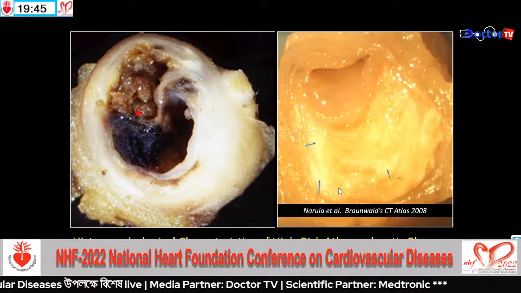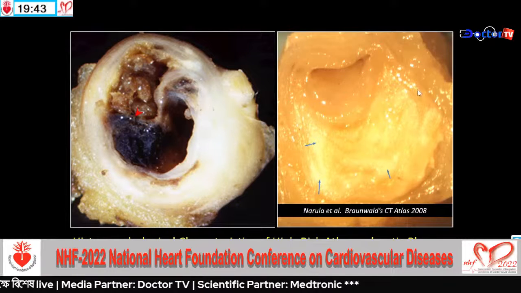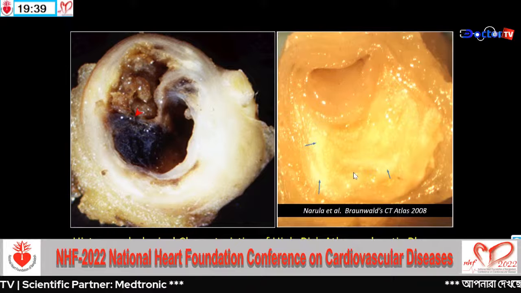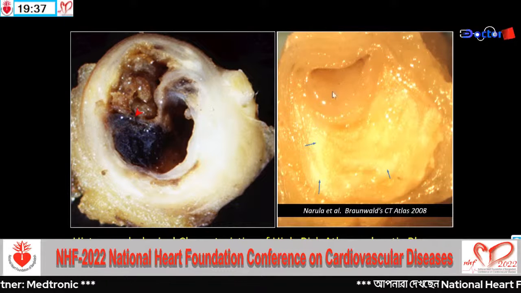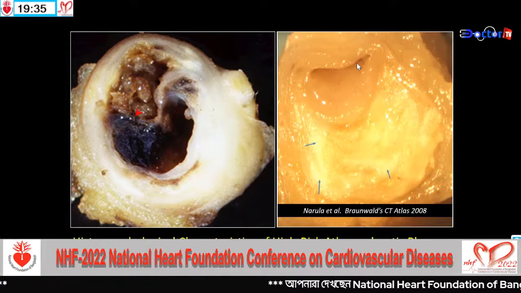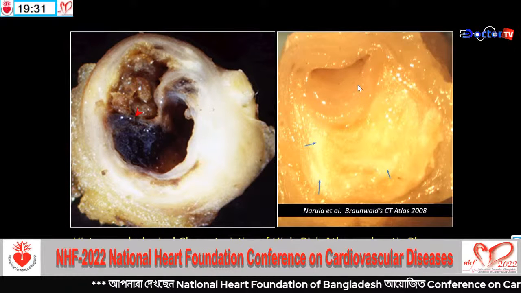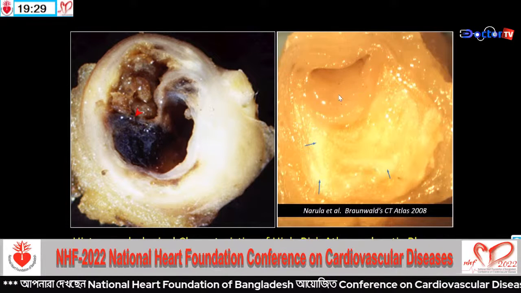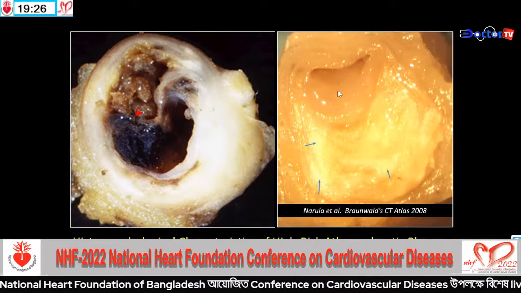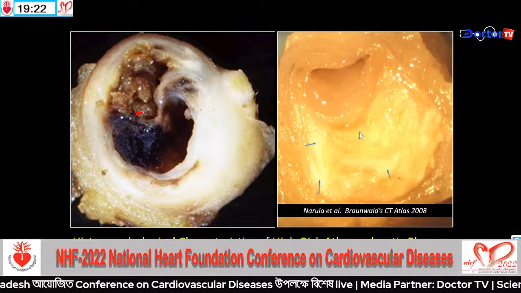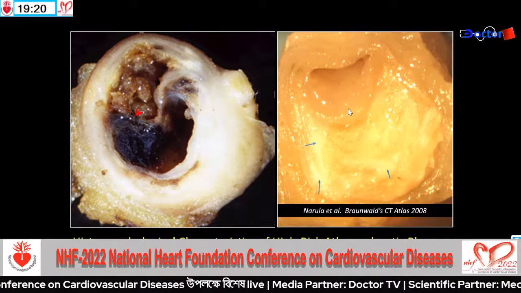So this is a stable plaque which is full of glistening calcium, as you can see with the blue arrows in this particular case. So although the lumen is significantly occluded, this could result in chest pain, but it would not result in acute coronary events because there is no necrotic core and there is a significantly thick fibrous cap in these cases.